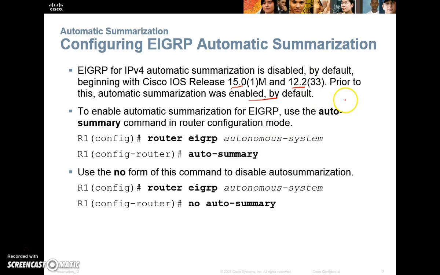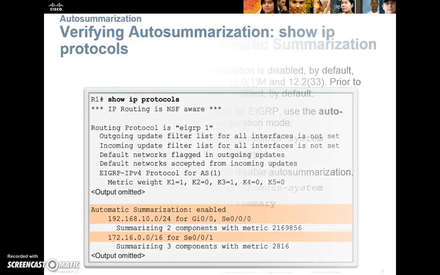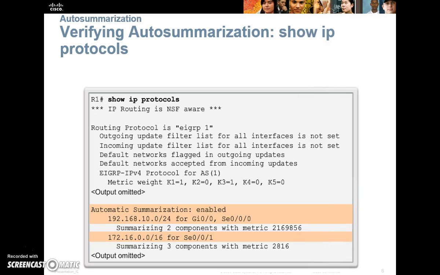How do you enable it? To enable it, just go to router EIGRP and the AS number. Let's say router EIGRP 100. The prompt will change, and then just write auto-summary. This command will enable it. To disable it, just do a no auto-summary. It will disable the auto summarization in EIGRP if you know that it's going to cause you some problems in your network.